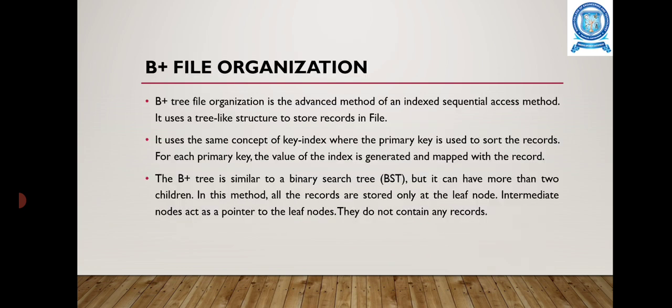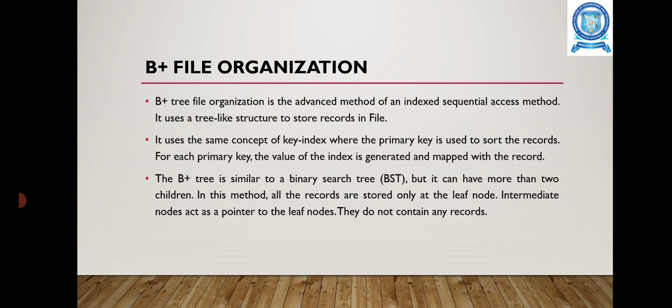Next is the B+ tree file organization. B+ tree file organization is an advanced method of the indexed sequential access method. It uses a tree-like structure to store records in files. It uses the same concept of key index, where the primary key is used to sort the records. For each primary key, an index value is generated and mapped with the record.